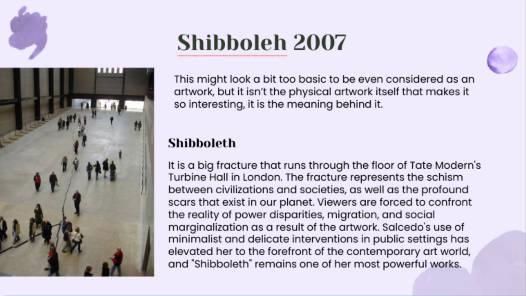It is a big fracture that runs through the floor of Tate Modern's Turbine Hall in London. The fracture represents the schism between civilizations and societies, as well as the profound scars that exist in our planet. Viewers are forced to confront the reality of power disparities, migration, and social marginalization as a result of the artwork. Salcido's use of minimalist and delicate interventions in public settings has elevated her to the forefront of the contemporary art world, and Shibboleth remains one of her most powerful works.